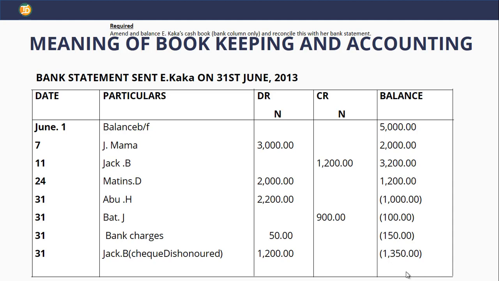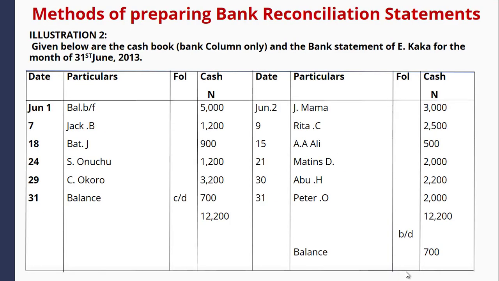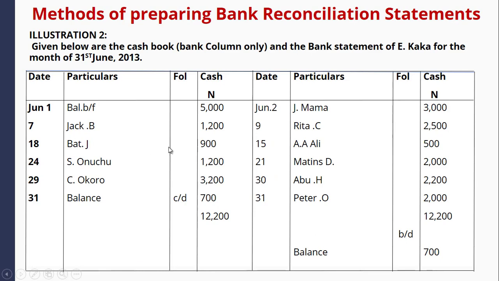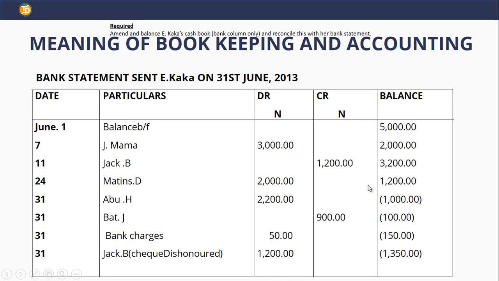We need to reconcile. Now, how are we going to treat this transaction? First, we go to our cash book. We are going to check items on the debit side of our cash book. Those items on the debit side should appear on the credit side of our bank statement. Now let's take a look at them one after the other. We have Jackie B 12. We have Jackie B 12 on the credit side, which means Jackie B passes the test.